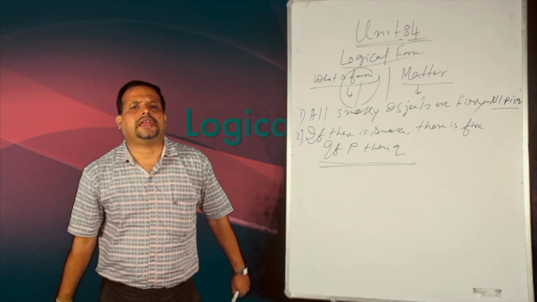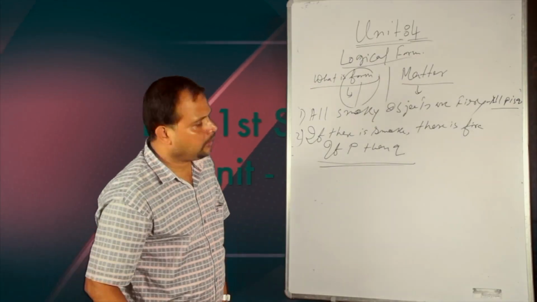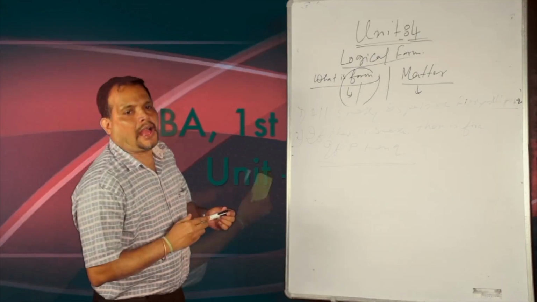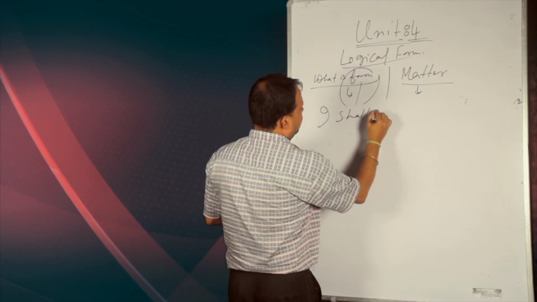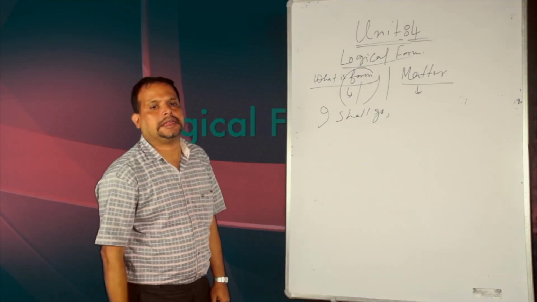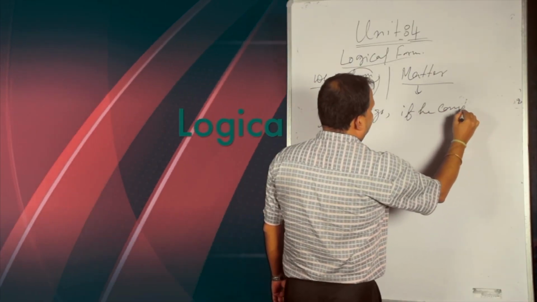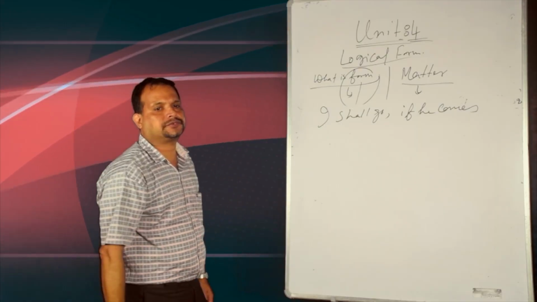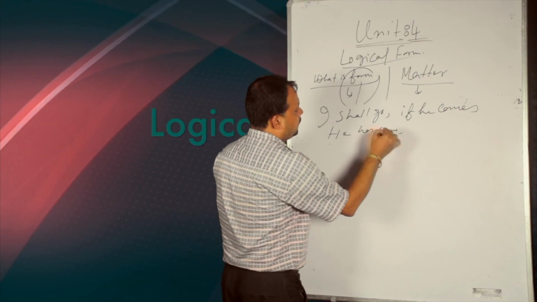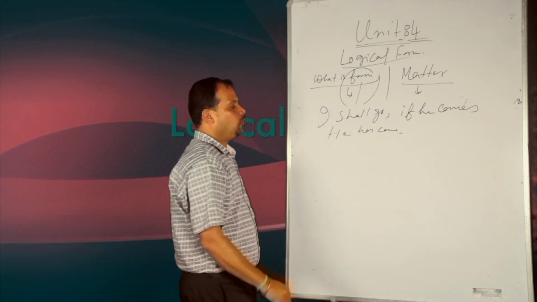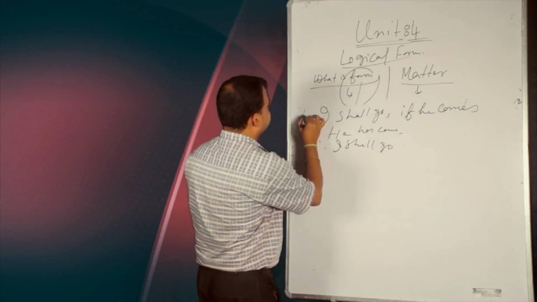Now you see examples of logical form. Dear learners, I shall go if he comes. He has come. Therefore, I shall go. This is the first one.